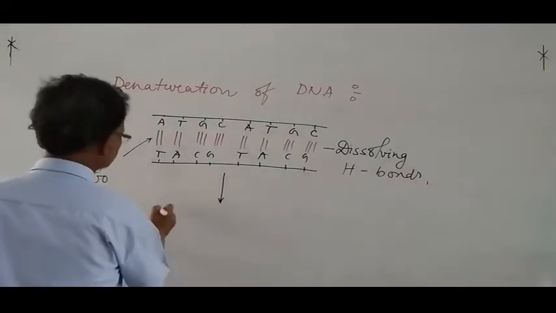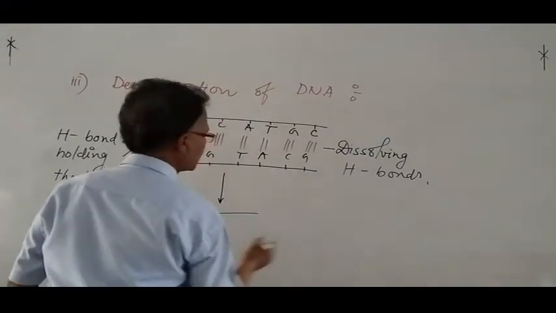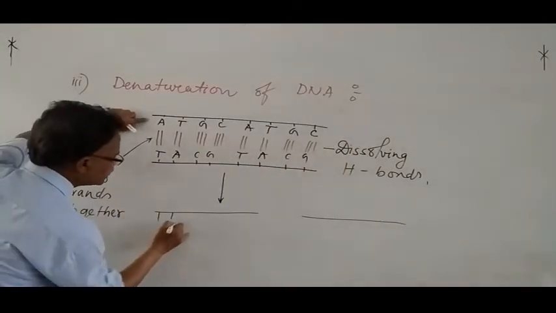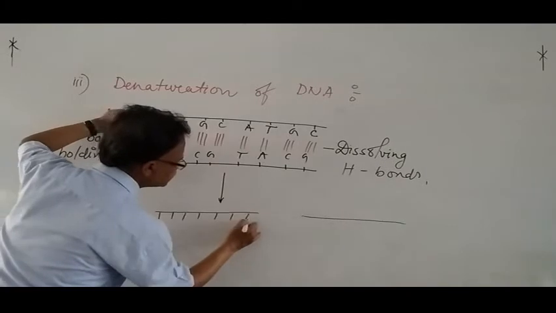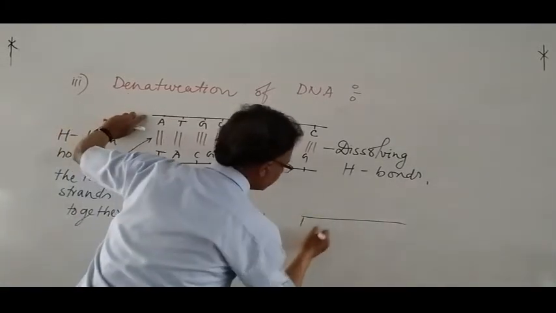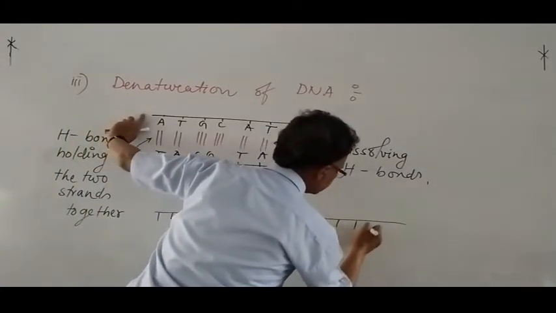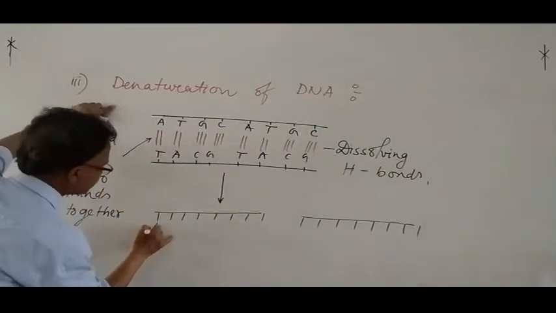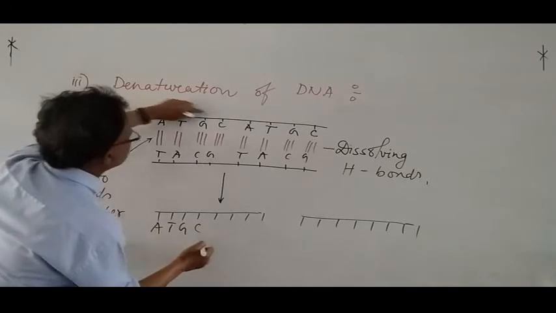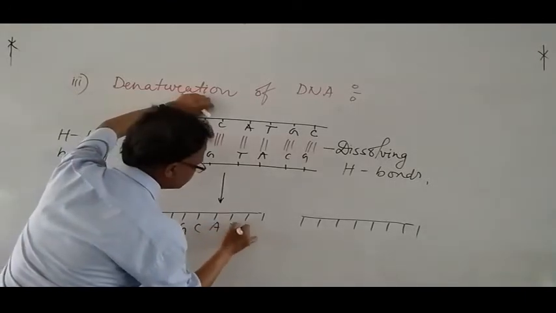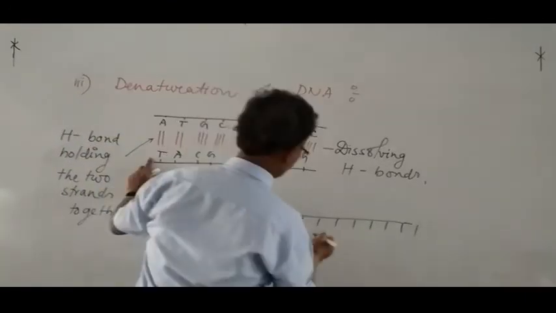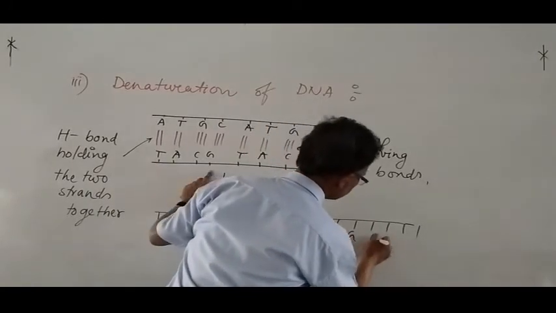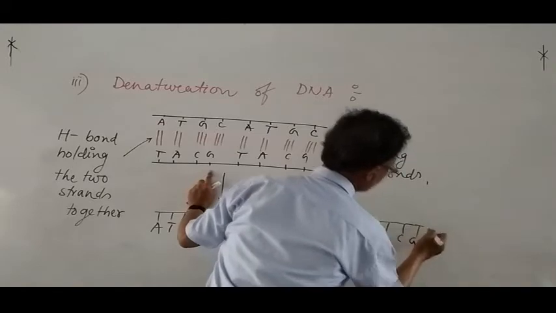Suppose the two strands here separate. These are two strands. A T G C A T G C. So here A T G C A T, 1 2 3 4. And the other strand, T A C G T A C G. It does not follow this.